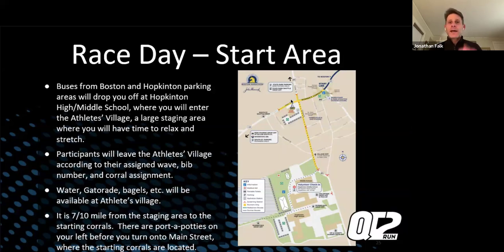Just get things moving. Right before you turn into the corrals, there's a city of porta potties. So if you need to go, you'll be able to find them right before you get to the start. There are even a few along the corrals as well, but there's plenty very close to the start. You may need to go in a little bit to find one, but you shouldn't have a long wait if you need to offload something. Next slide.